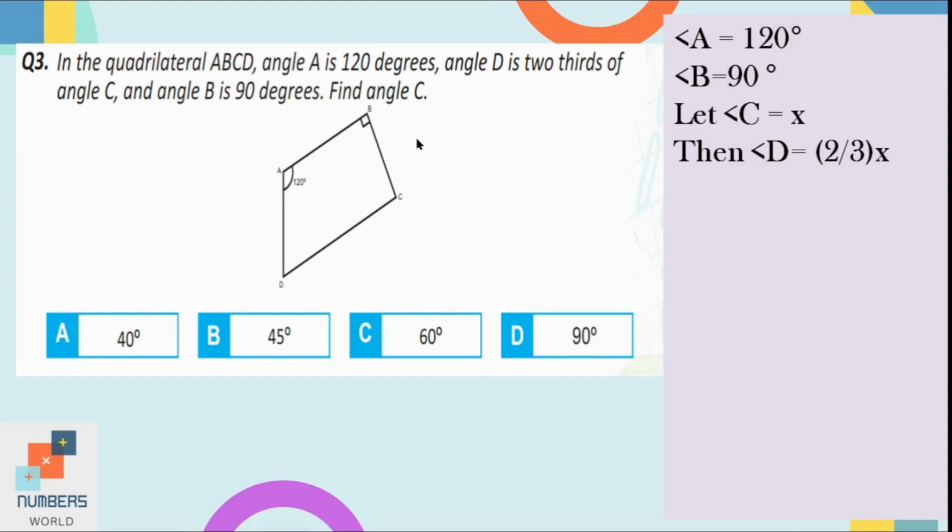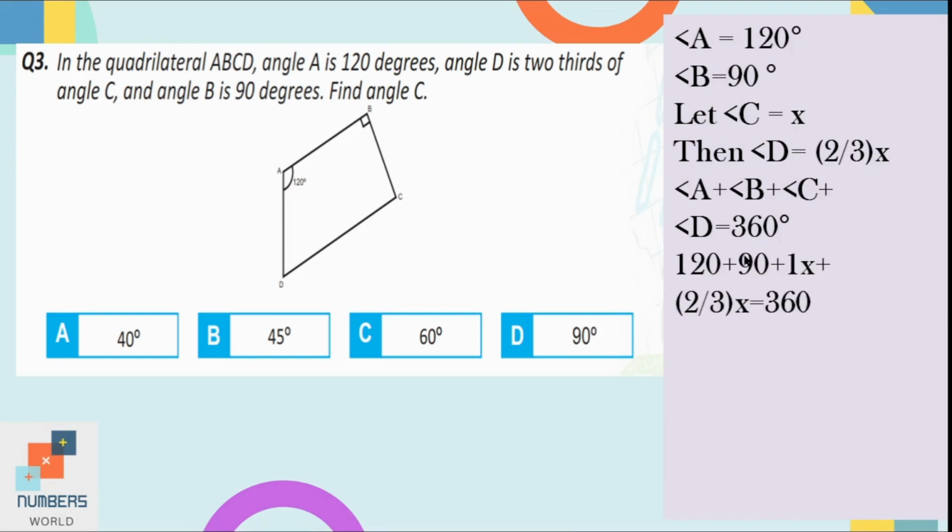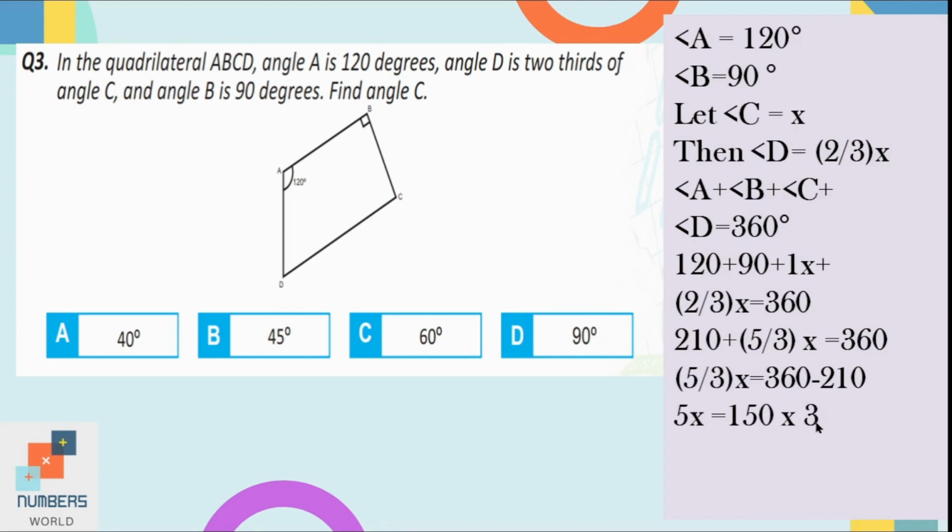We know the sum of the interior angles of a quadrilateral is equal to 360 degrees. So we will put all the values in the given equation. So the value of angle C is 1x and the value of angle D is 2/3x. We will take the LCM of 1 and 2/3, that is equal to 5/3. Here we will move 210 to the other side of the equal sign and subtract the numbers. Now 3 is in the denominator, so it will be multiplied on the other side of the equal sign.